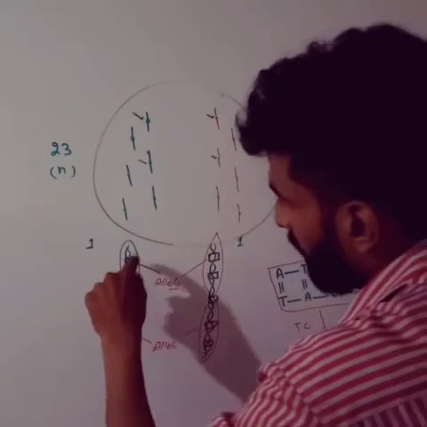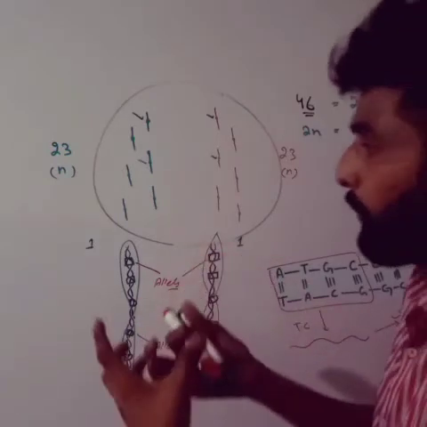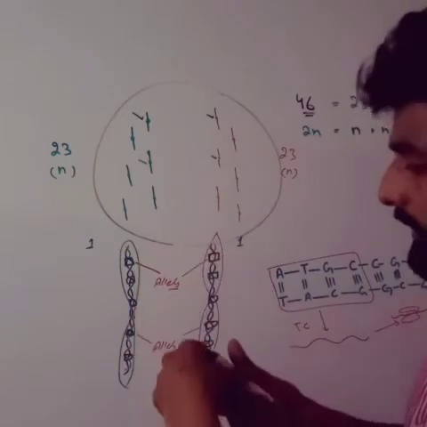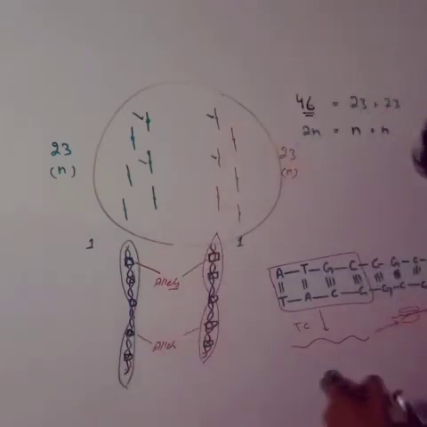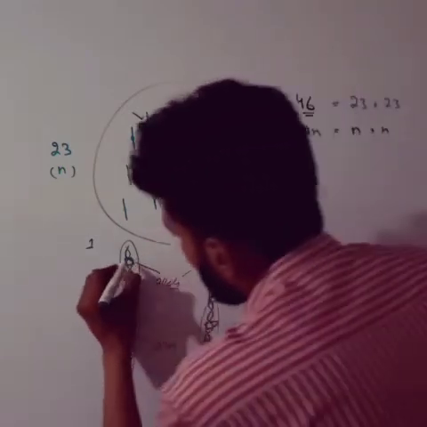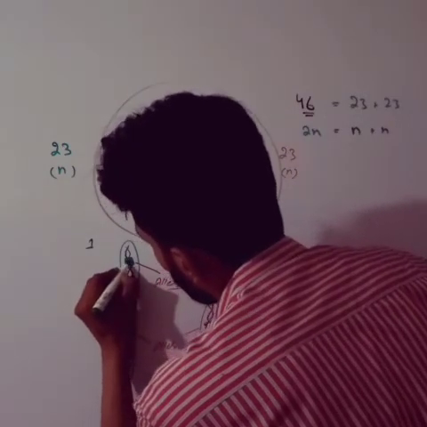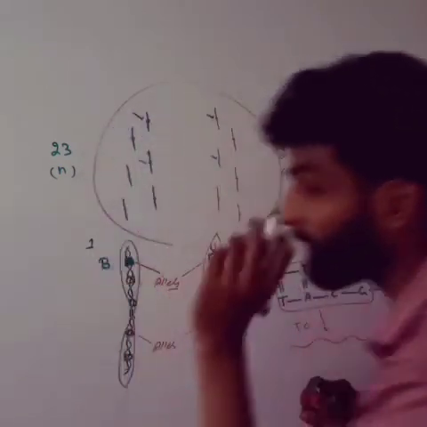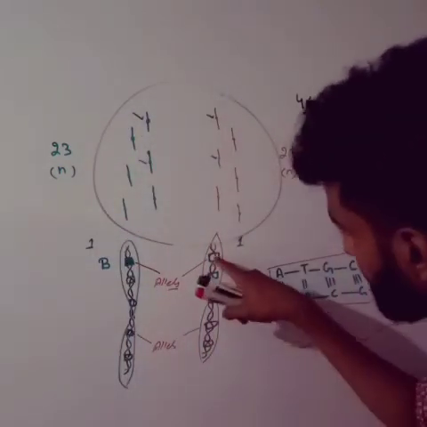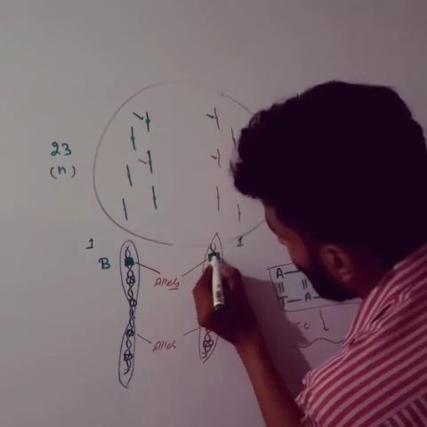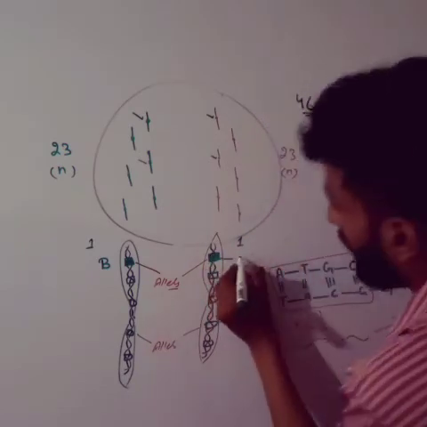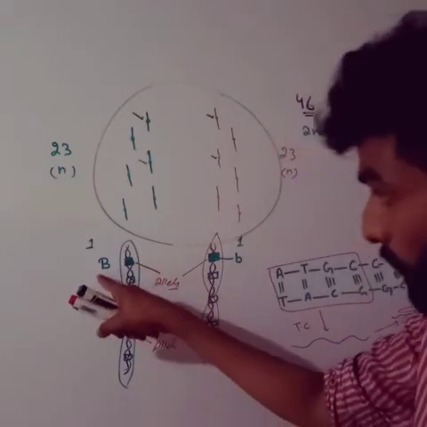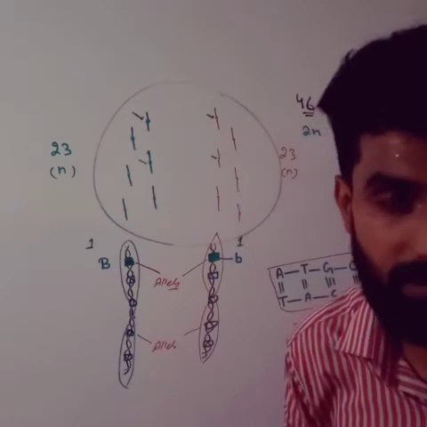Now assume that these genes are responsible for the color of eye. The protein from these genes produced after transcription and translation will regulate the color of eye. For example, this gene present on this homologous chromosome will code for brown color eyes, and this gene present on this homologous chromosome will code for blue color eyes.